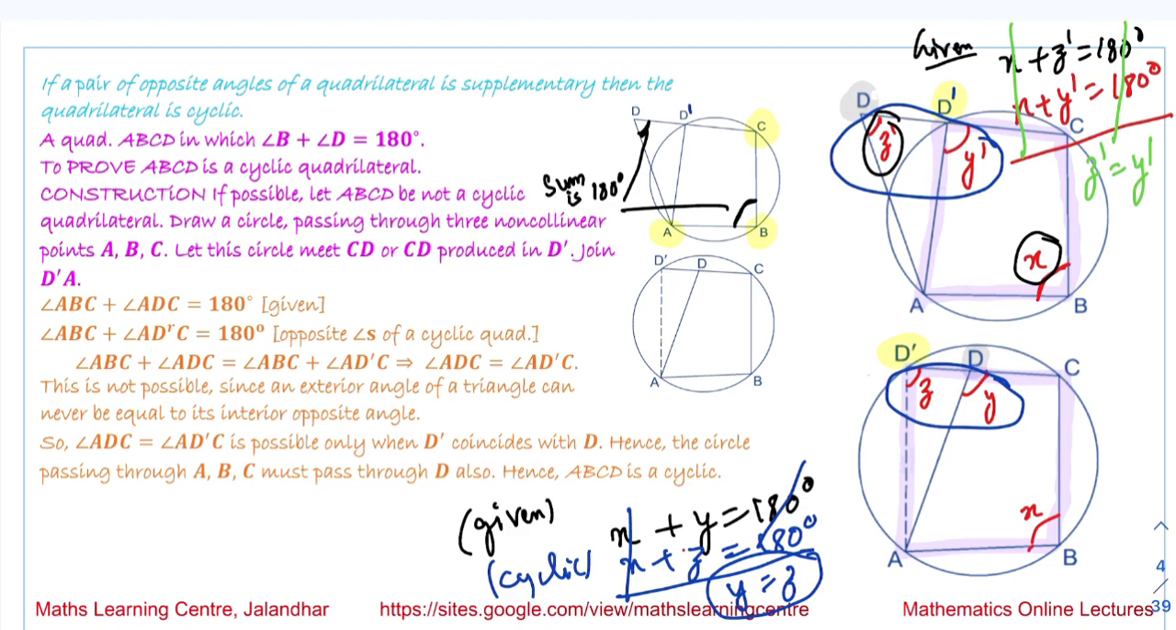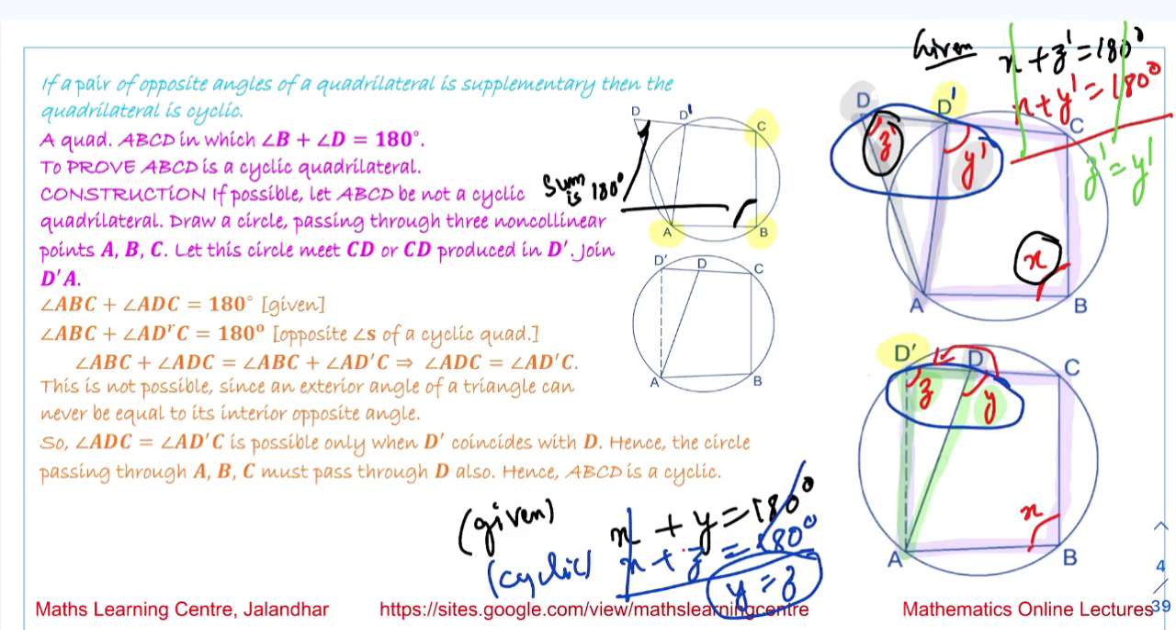So if we look at the triangle, in the first case we are talking about triangle A D dash D. y dash is the exterior angle, and it is equal to the interior opposite angle, and this is not possible. Similarly, if we look at this second triangle A D D dash, y is the exterior angle, z is the interior opposite angle. These two angles cannot be equal.